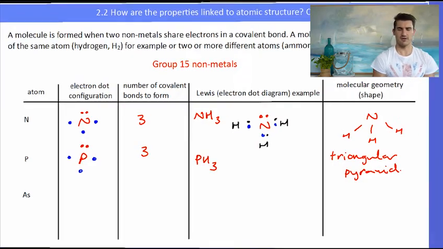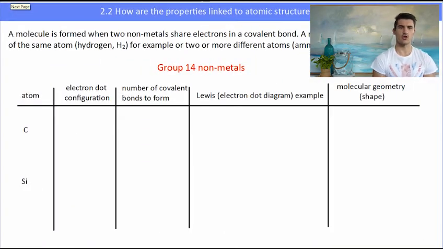Group 14, carbon, a very special element because it can form so many covalent bonds. So carbon has 4 electrons in the outer shell, 4 unpaired electrons. So what it wants to do is share 4 electrons to have a full octet of electrons.